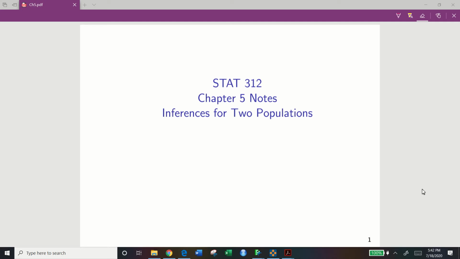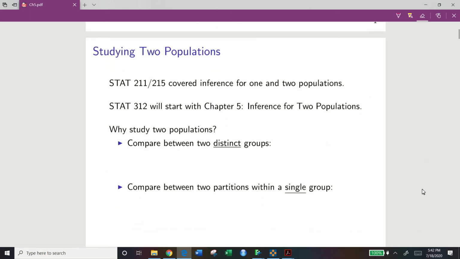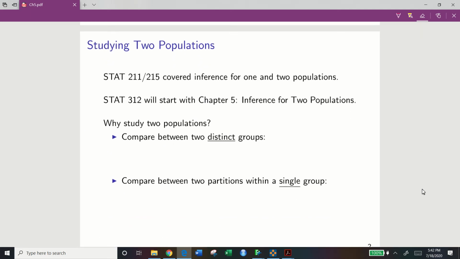These set of notes are going to focus on inferences for two populations. You may recall in your Stat 211 and 215 courses that you did cover inferences for one and two populations. Our previous set of lecture videos focused on the one population. This Chapter 5 information will focus on two populations.